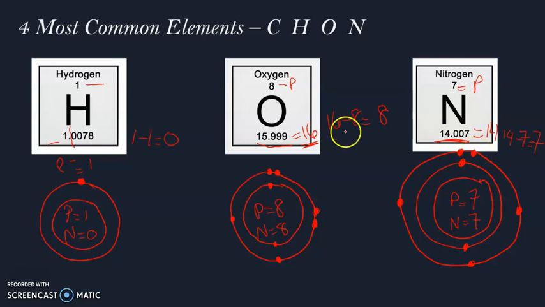Notice we've got a pretty decent pattern here: 8 protons, 8 neutrons, 7 protons, 7 neutrons. That happens frequently in these smaller elements, but once you get to bigger ones, you'll see a lot more differentiation. But that is how you draw atoms. So let's practice some more.